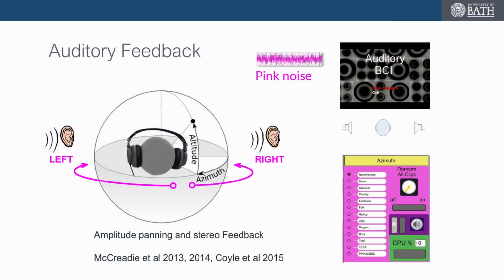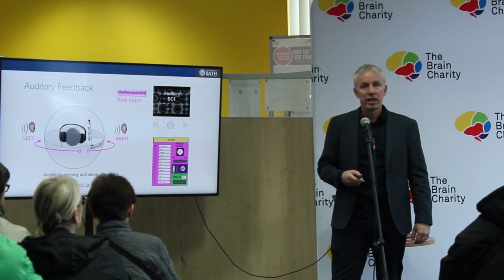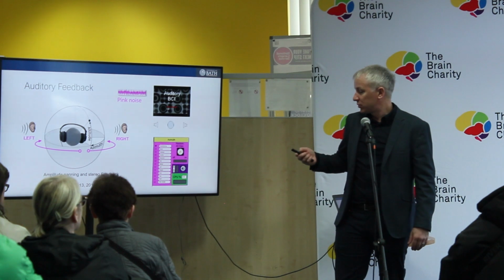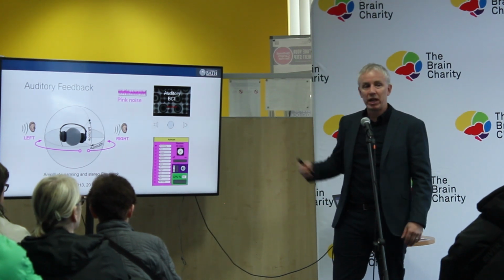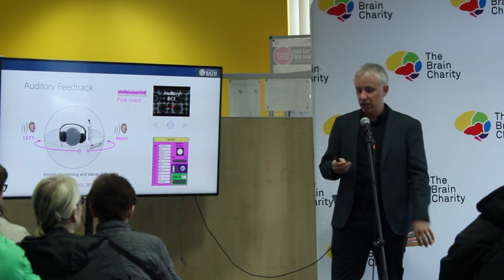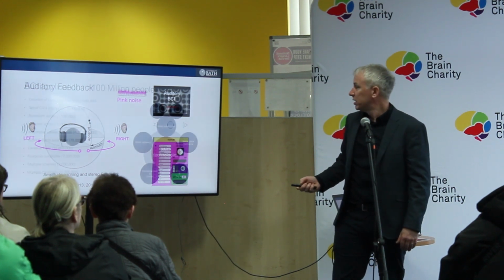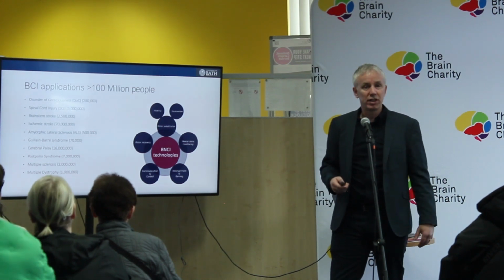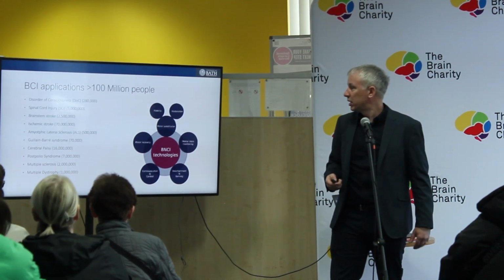If you don't see something happening, or hear something happening in response to your imagined movement, then you will not be able to learn. So the feedback is very important, and we use this type of feedback for people who can't see, or people who are not sure if they can see or not, if they've got a severe brain injury.